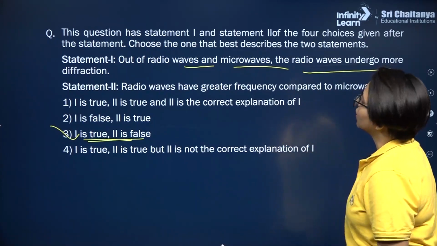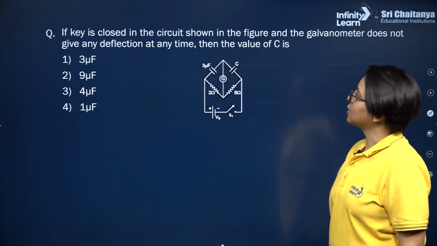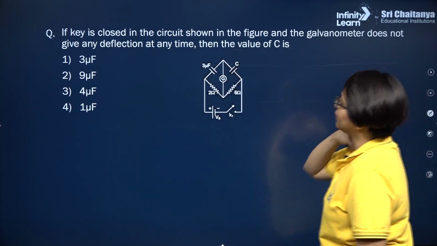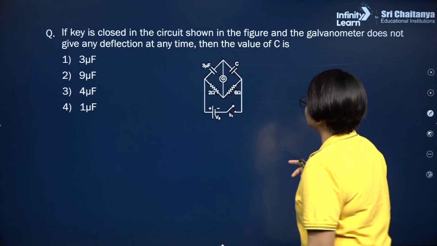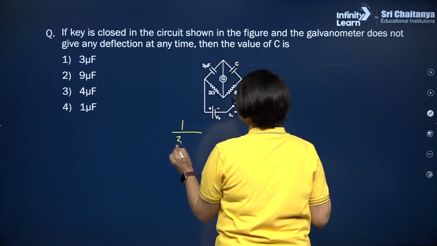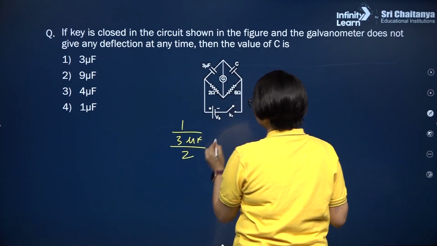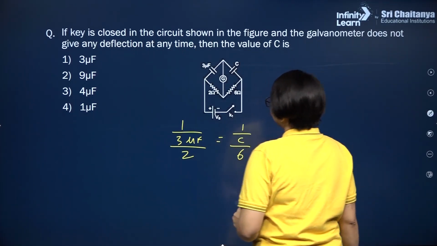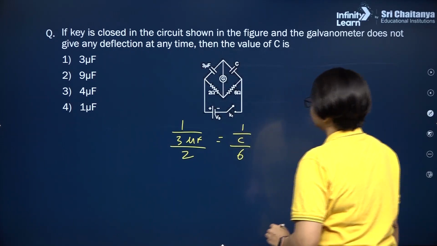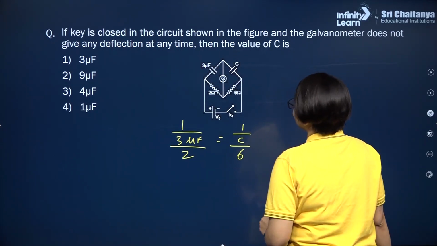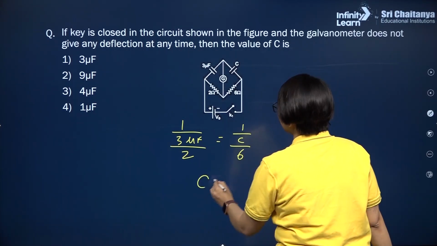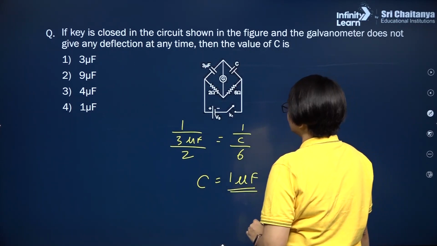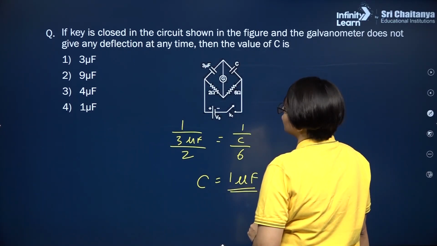Okay. So, next is this one, if key is closed in the circuit shown in the figure and the galvanometer does not give any deflection at any time, then the value of C is. So, for that 1 upon 3 microfarad divided by 2 should be balanced by 1 upon C divided by 6, right. So, it will give you C as 1 microfarad, right.